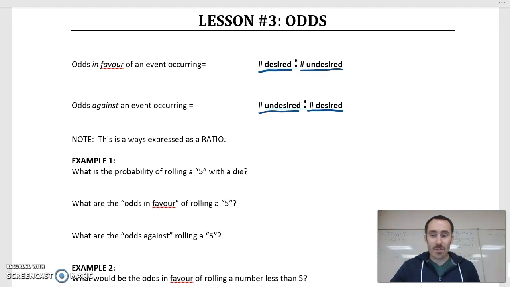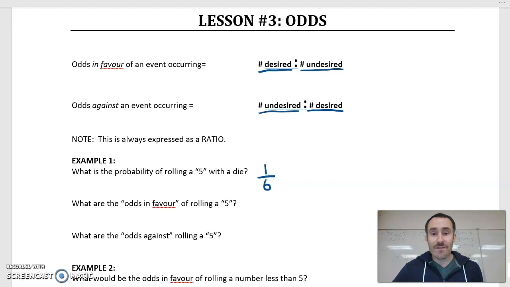For the first example, what is the probability of rolling a 5 with a die? This isn't talking about odds, it's only talking about probability. So we learned this a couple lessons ago. If you're looking at a single die, it has 6 sides. We're talking about a regular die, not a Dungeons and Dragons die or something. So it has 1 five on it out of 6 total sides. So that's our probability of rolling a 5.